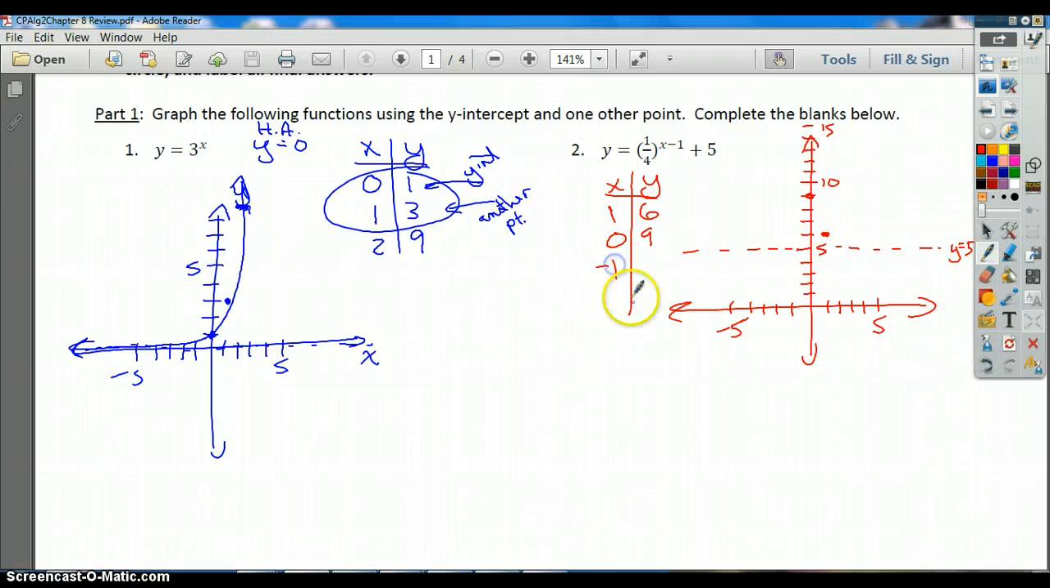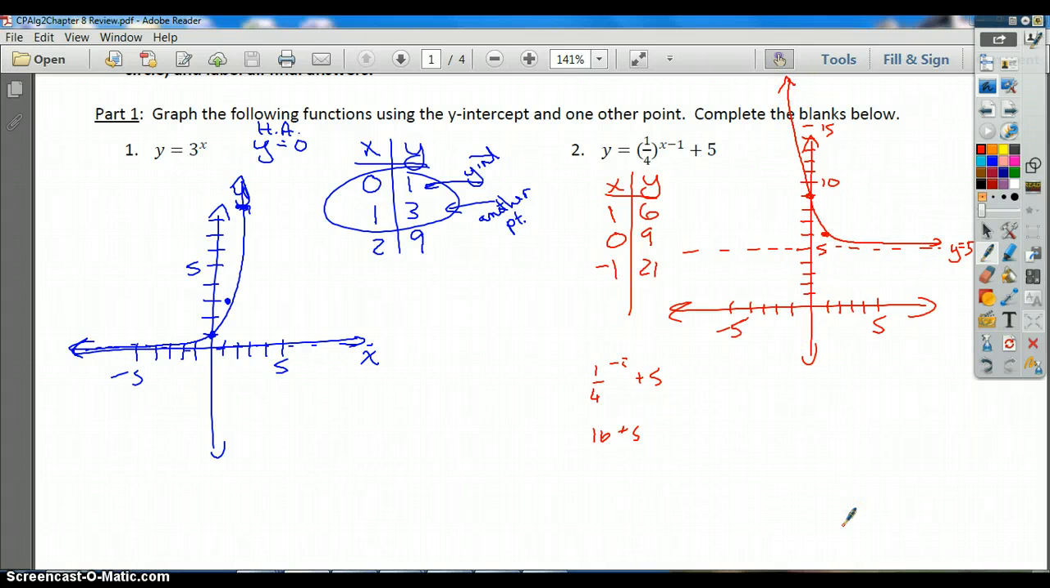All right, let's try negative 1. Probably put me through the roof here. Negative 1, so that would be 1/4 to the negative 2 plus 5, which is 16 plus 5, which is 21. So you can see that's way up off my chart, probably all the way up here. We are not going to cross this horizontal asymptote at 5, so we're going to level out.